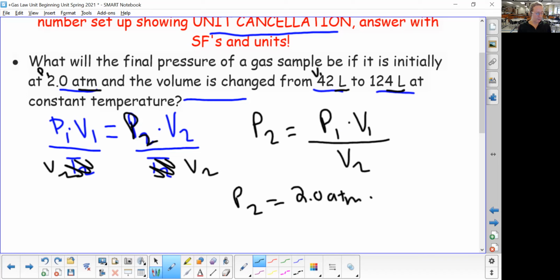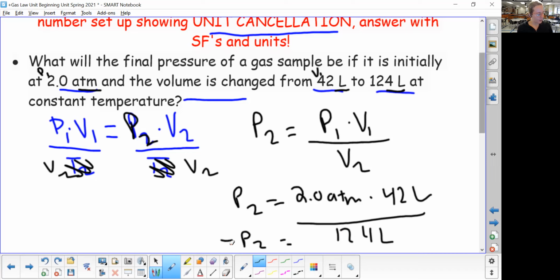When you do the math here, you will get a pressure 2 with sig figs. You're only going to get 2 sig figs there. Your calculator said something like 0.6774, but you're only going to get 2, so 0.68 atmospheres would be the final answer with significant figures.